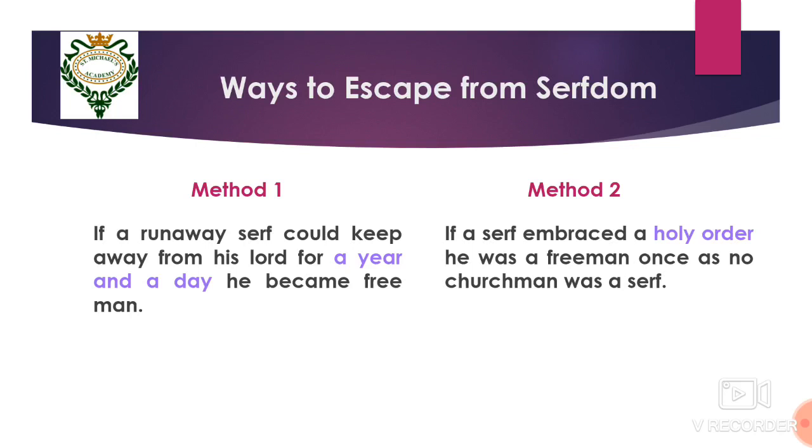However, there are two methods in which they could escape their serfdom. What is the first method? If the runaway serf could keep away from his lord for a year and a day, he became a free man. Then the lord would lose his right or claim on him. And another method was, if a serf embraced a holy order, he was a free man, as no churchman was a serf.